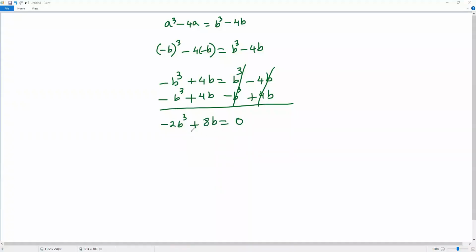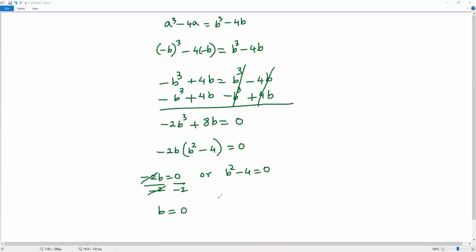So I can factor negative 2b from these two terms. If I factor negative 2b out, I'll be getting b square negative 4 equals 0. So either negative 2b equals 0 or b square negative 4 equals 0. So I divide both sides by negative 2. This negative 2, negative 2 will cancel. I get b is equal to 0.